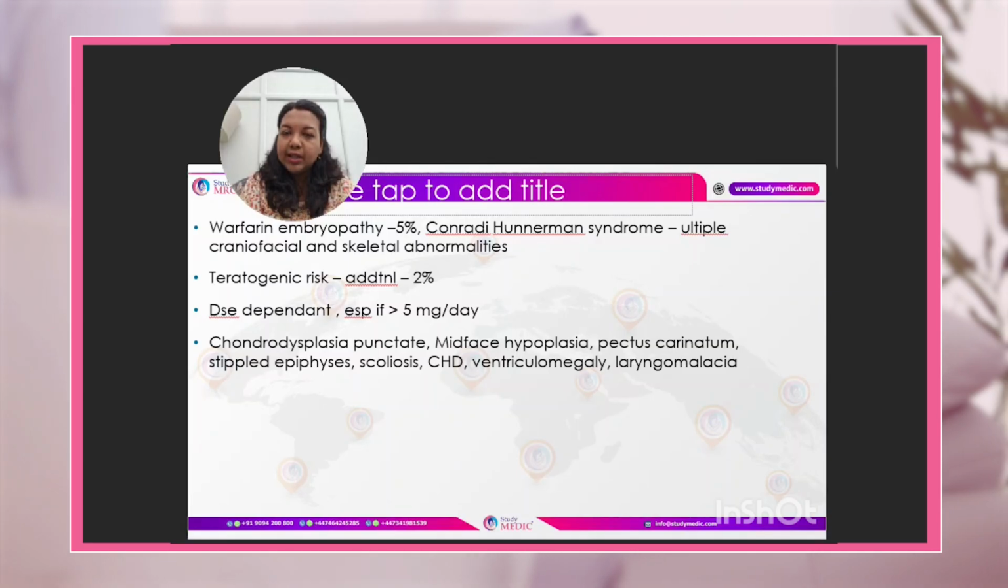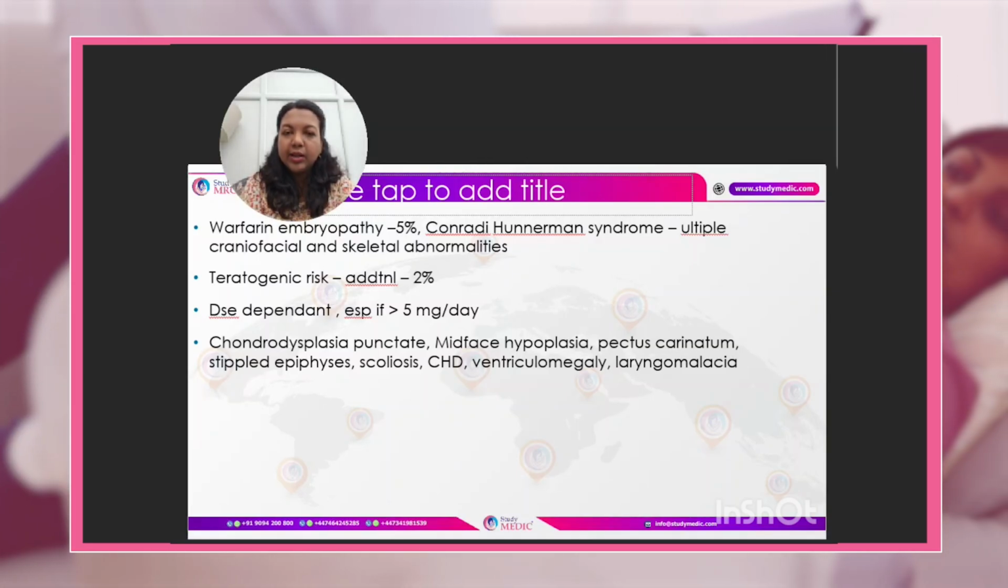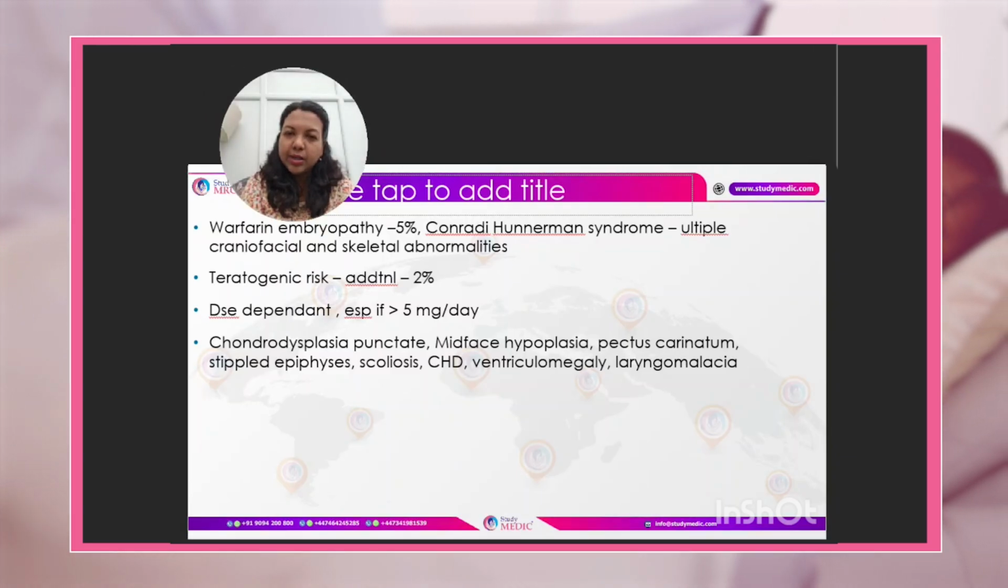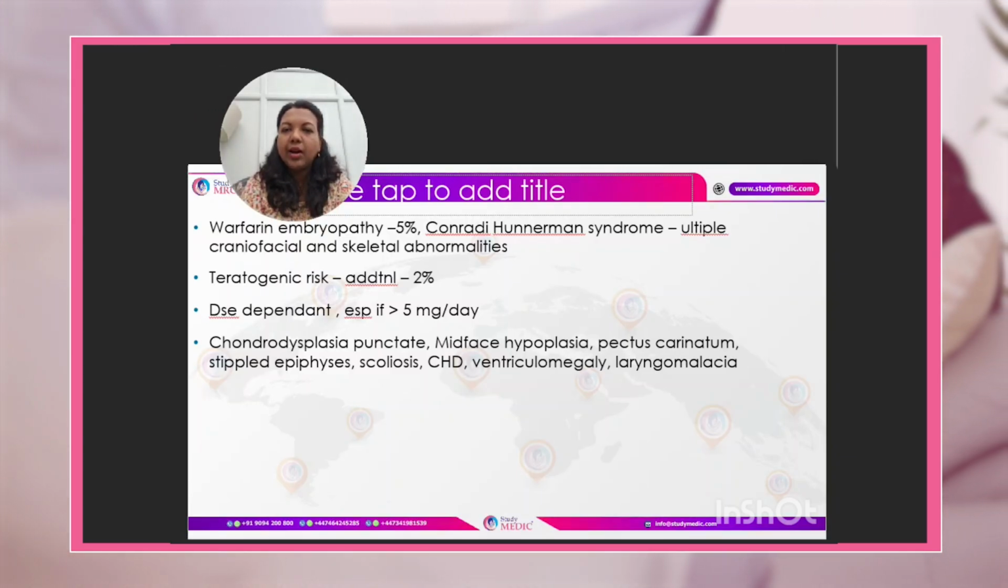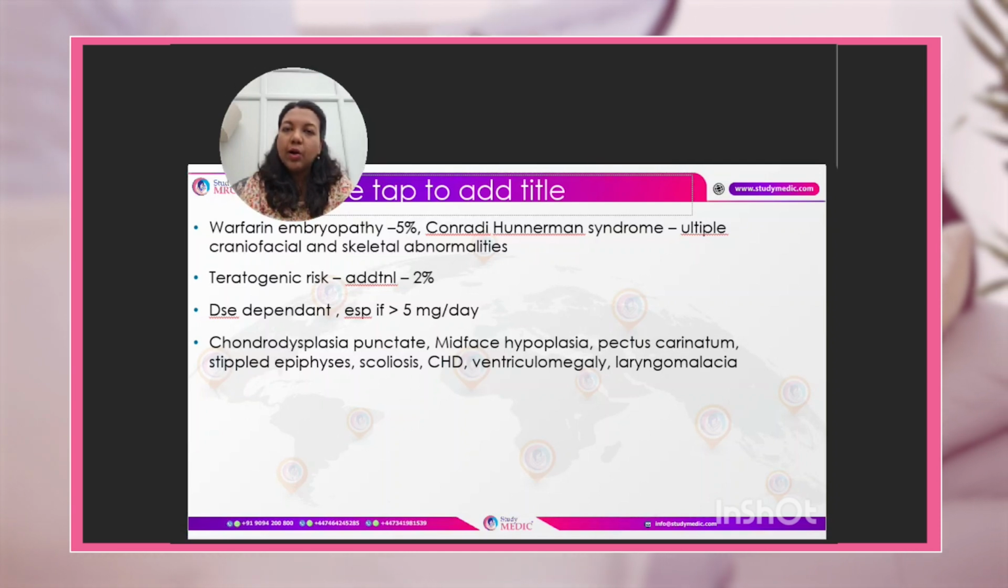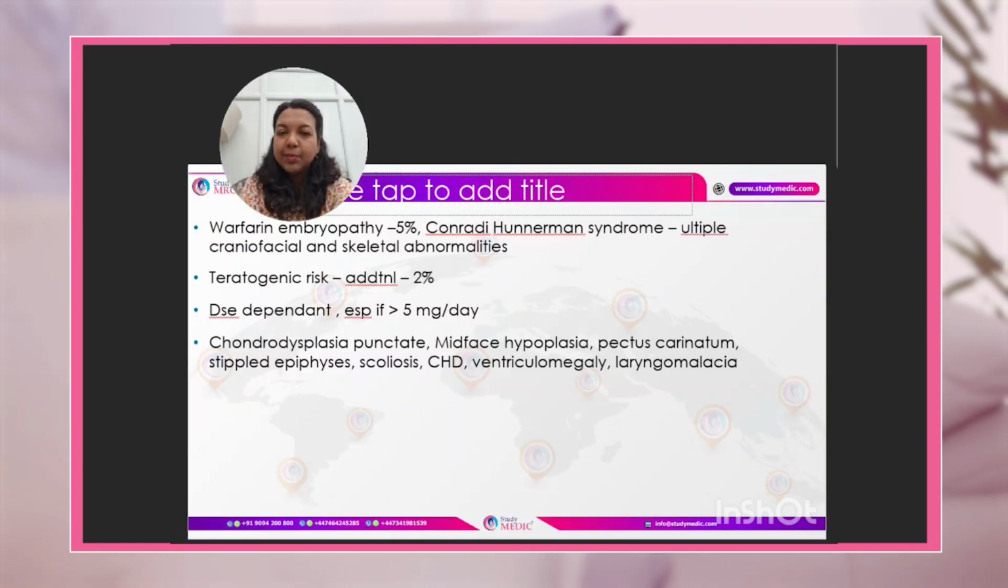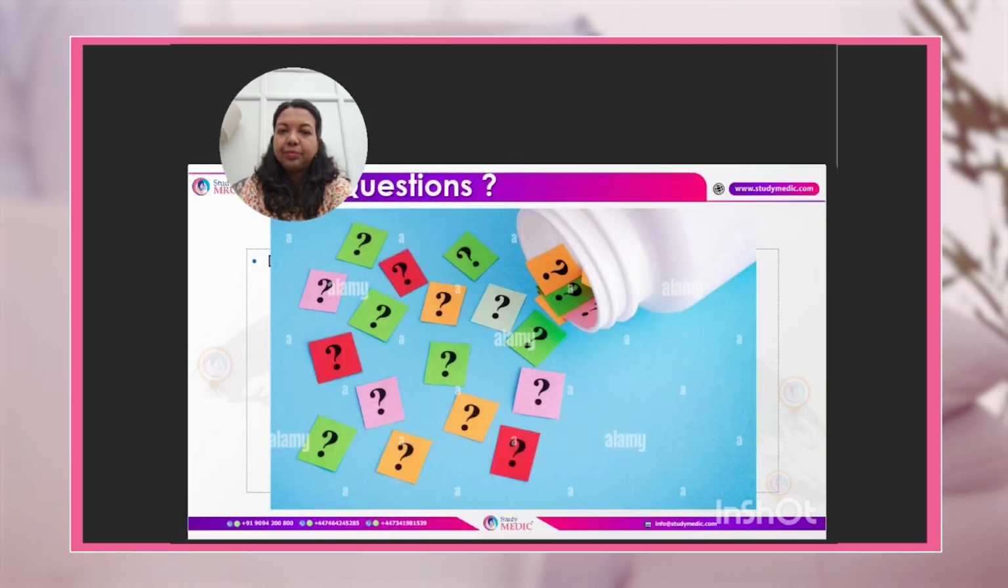So it is dose dependent, especially if the dose is more than 5 milligrams per day, there is increased risk of having warfarin embryopathy, consisting of chondrodysplasia punctata, midfacial hypoplasia, pectus carinatum, stippled epiphysis, scoliosis, CHD, ventriculomegaly, as well as laryngomalacia. Warfarin is monitored with PT INR levels.